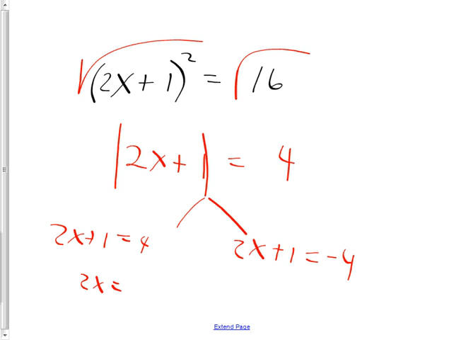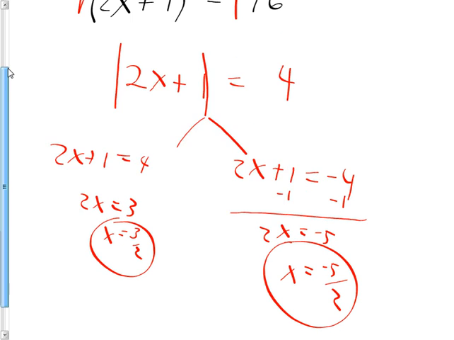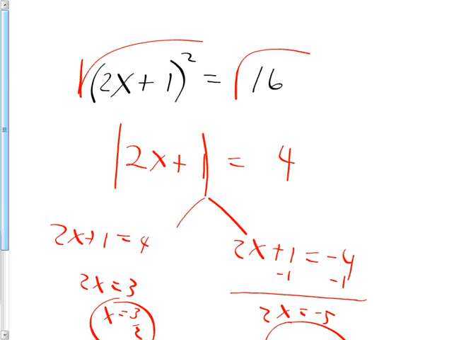2x equals, subtract 1, 3, x equals 3 halves. And over here, subtract 1, and I have 2x equals negative 5, so x would equal negative 5 halves. All right, I have my two answers. What was my point? My point again is that whenever you take the square root on both sides, you need to bring in the absolute values.